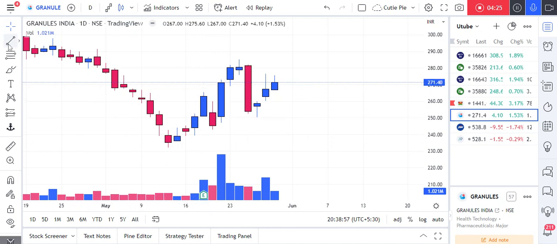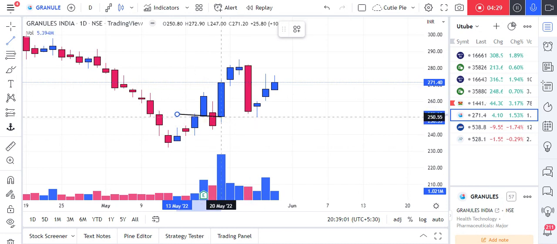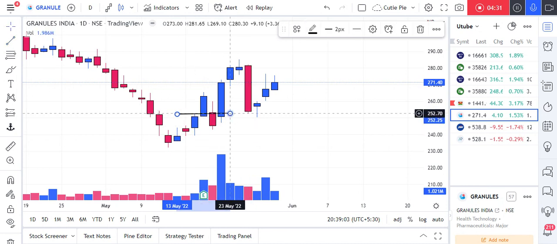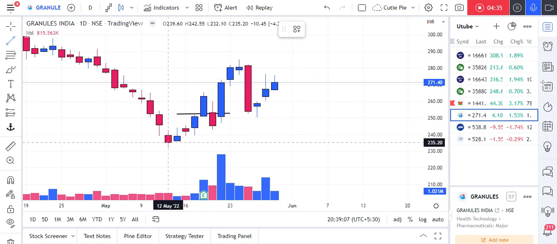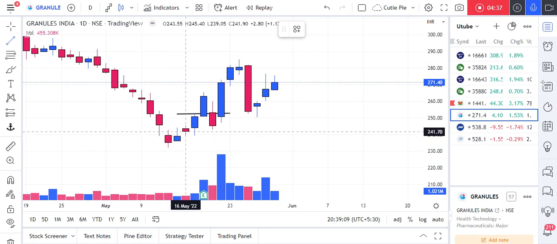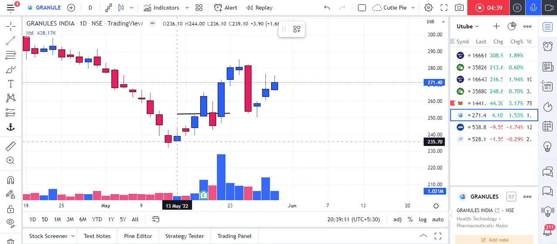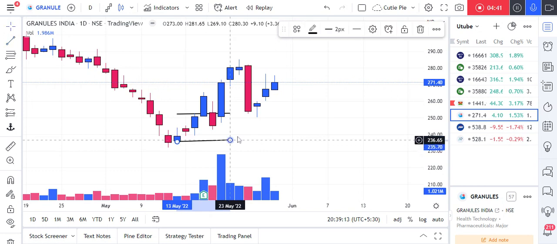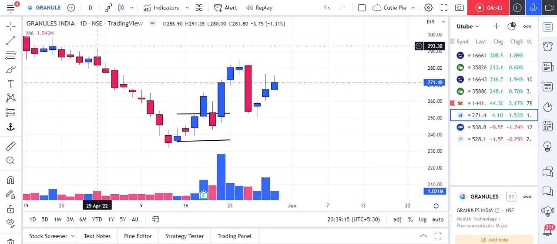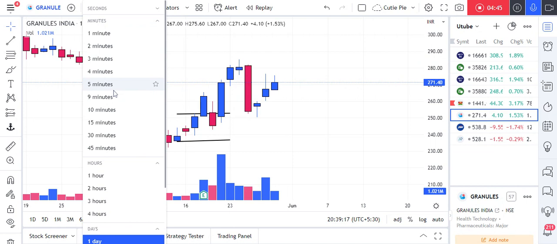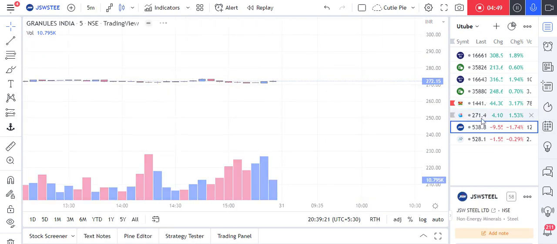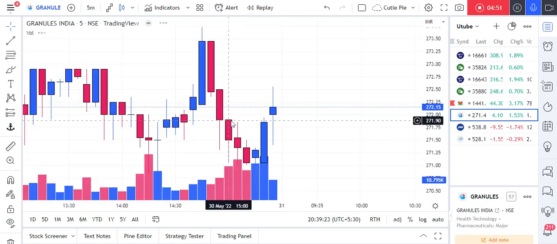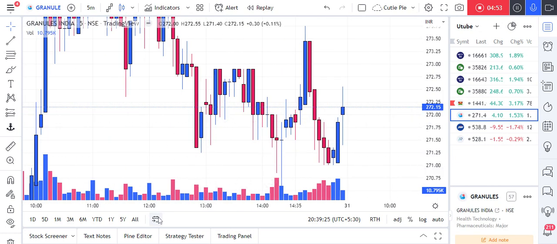As I said earlier, we have to mark the previous 3 days' high and also the previous 3 days' low. This is 1, 2, 3, so this is the low, so I am marking it. And now I am going to the smaller time frame, 5 minutes. May 18th is the result day, so I am going to May 18.